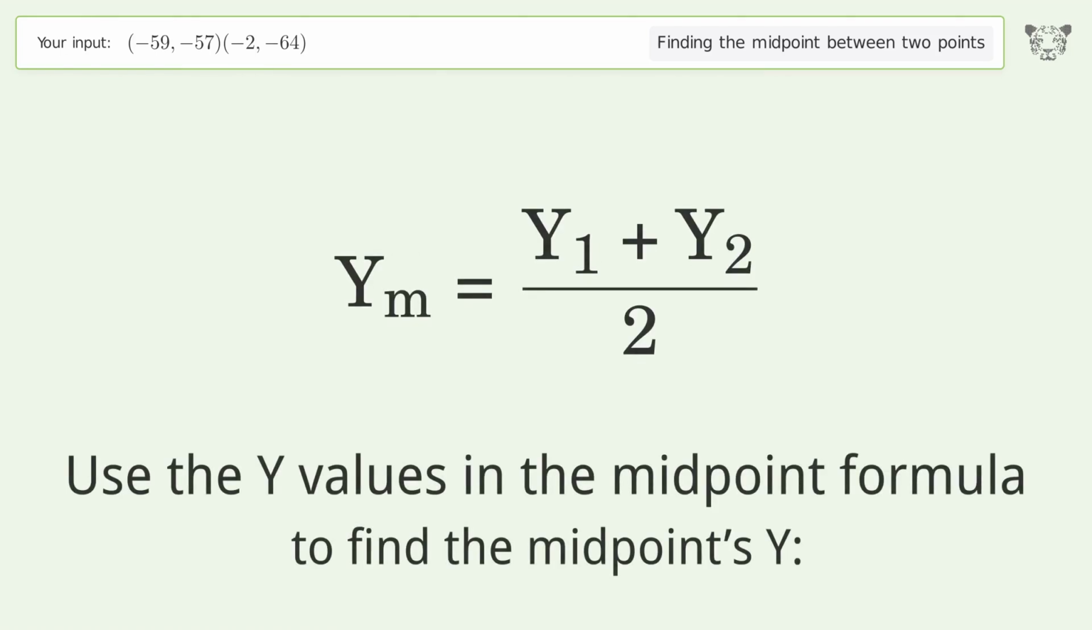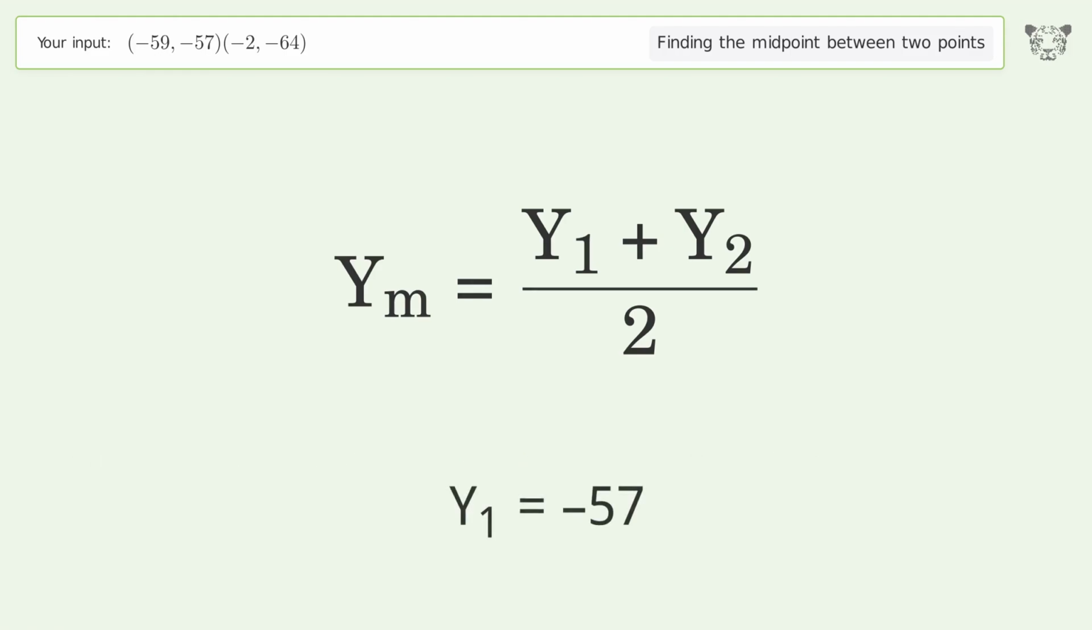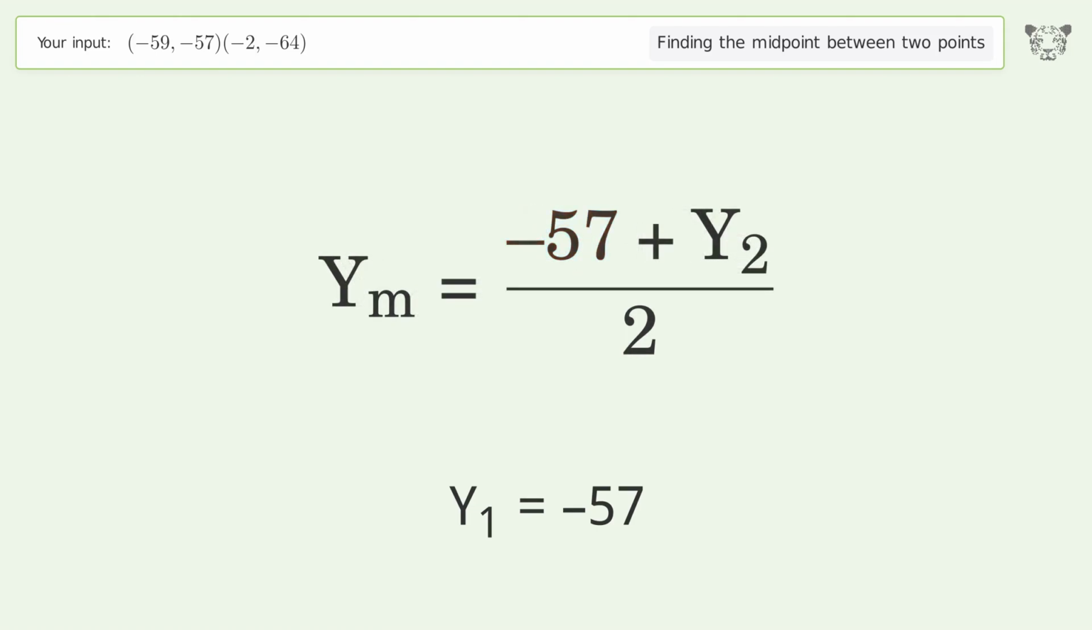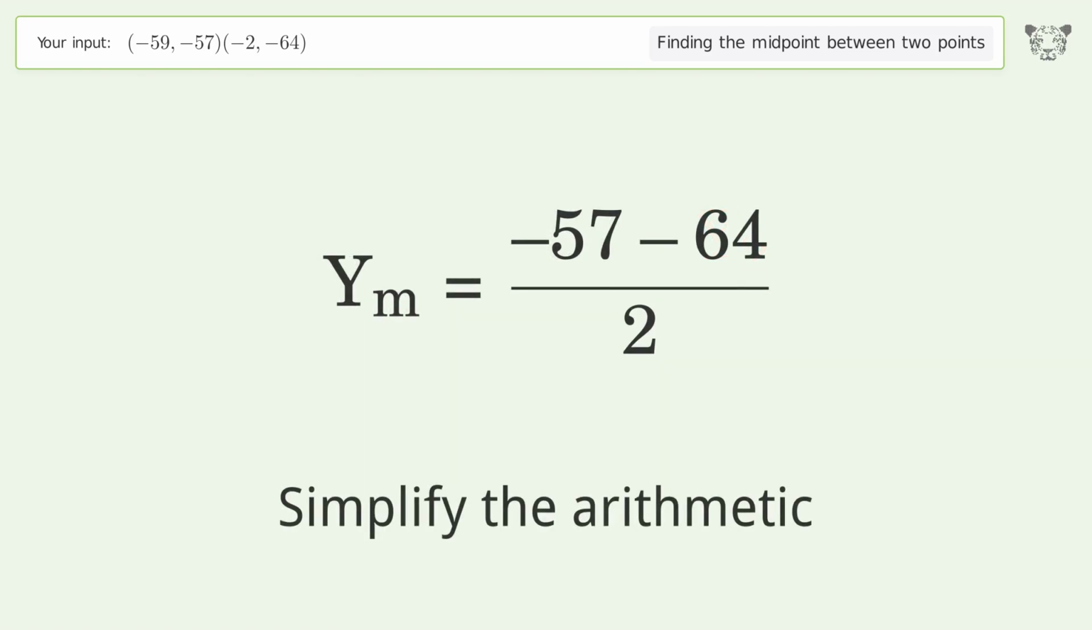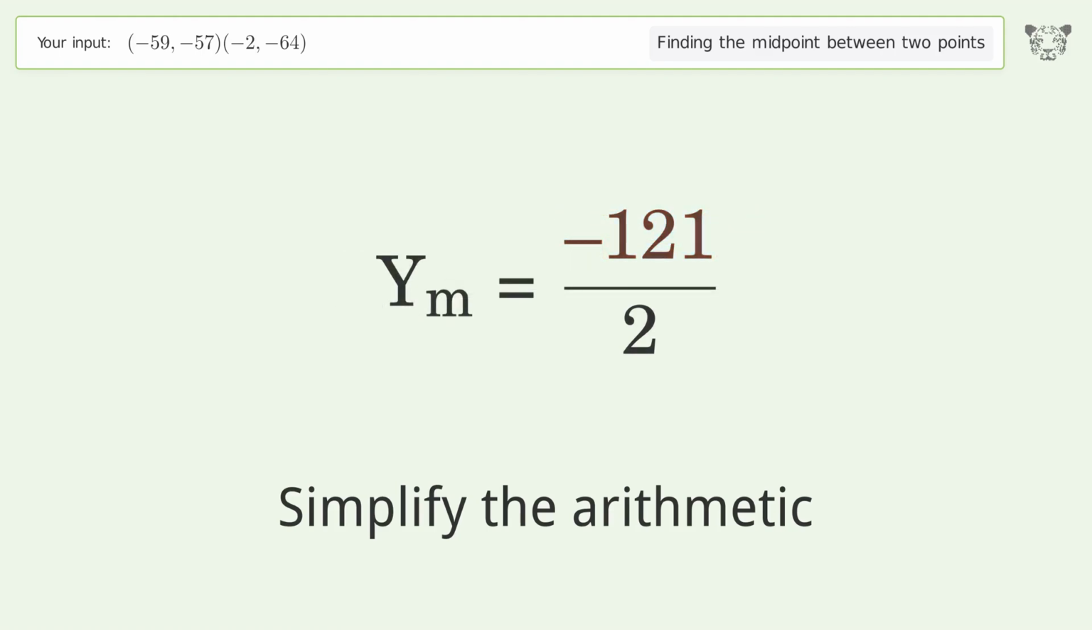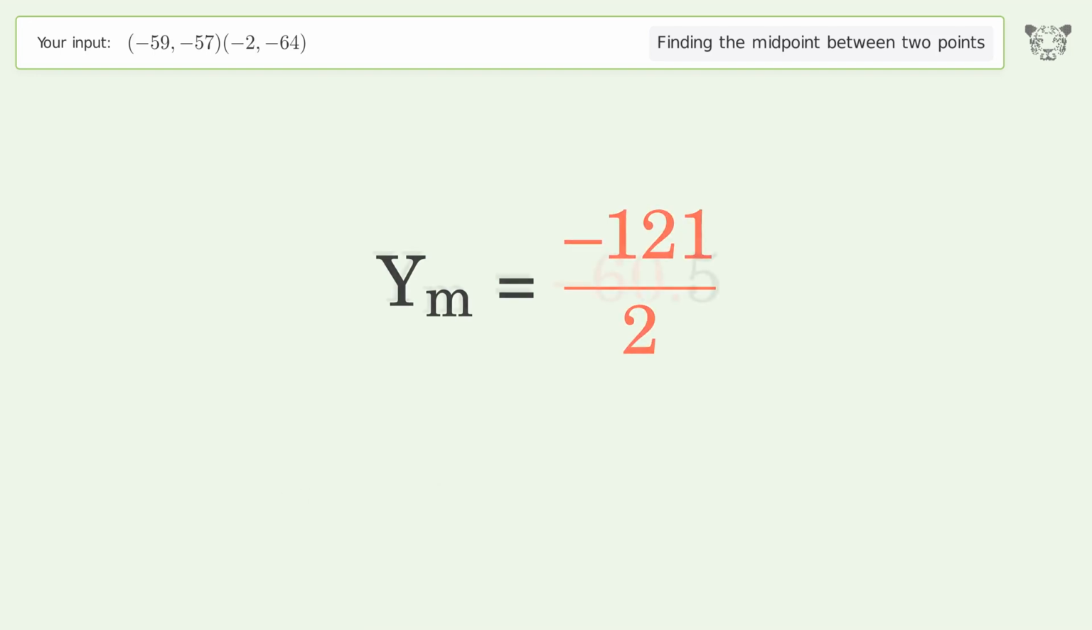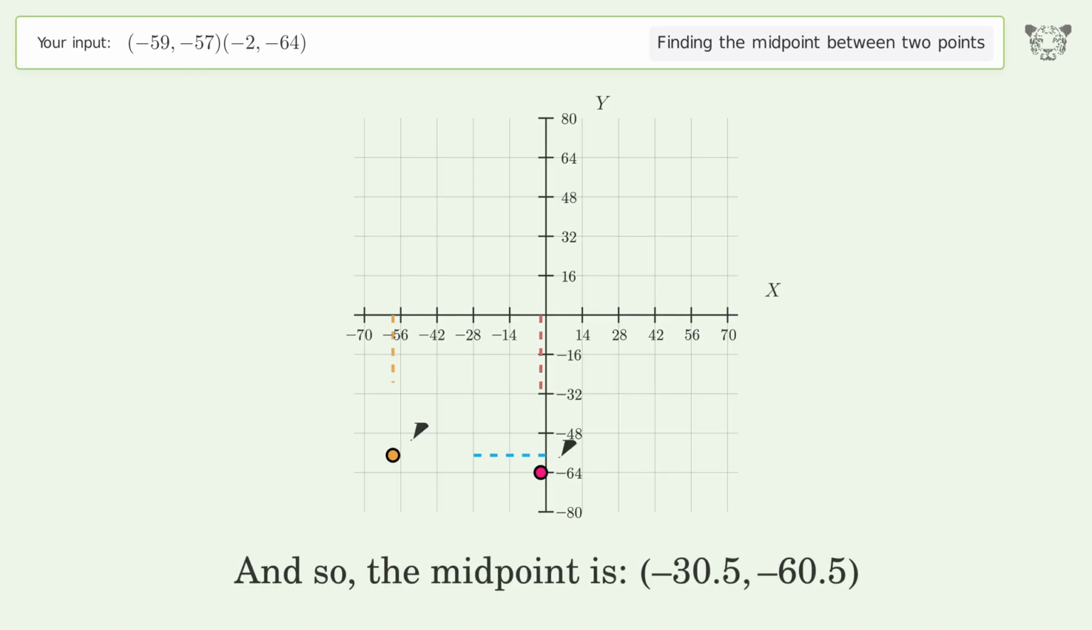Use the y values in the midpoint formula to find the midpoint's y. y1 equals negative 57. y2 equals negative 64. Simplify the arithmetic. And so, the midpoint is negative 30.5, negative 60.5.